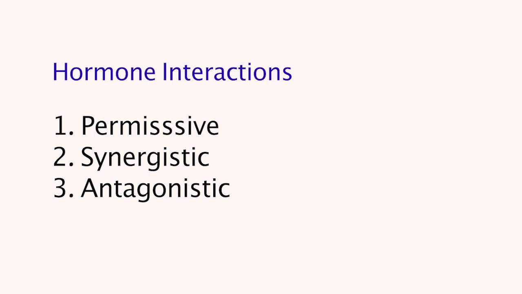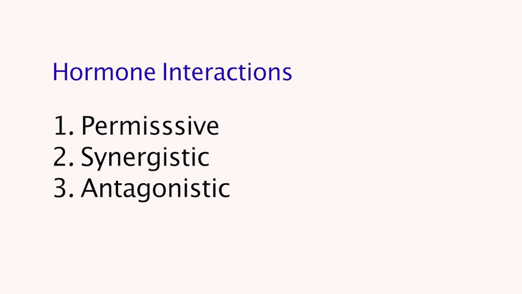There are three types of hormone interactions: permissive, synergistic, and antagonistic. A permissive interaction occurs when one hormone requires the presence of a second hormone to exert its full effect. For example, thyroid hormone has a permissive effect on the actions of reproductive hormones. Thus, a lack of thyroid hormone can delay reproductive development.